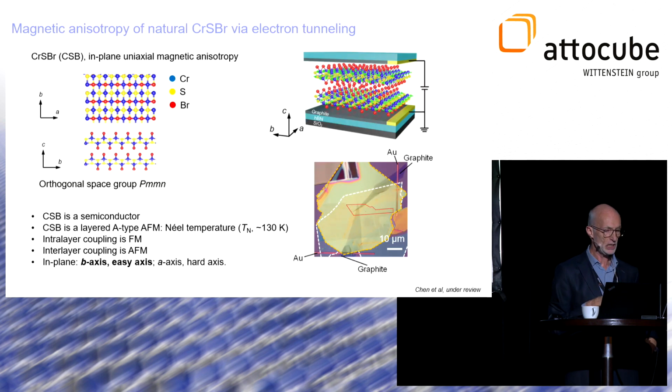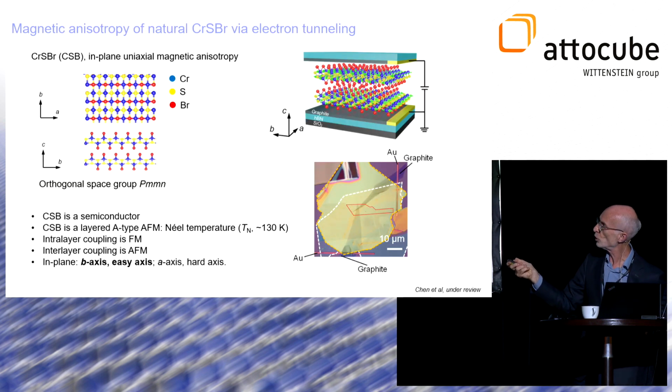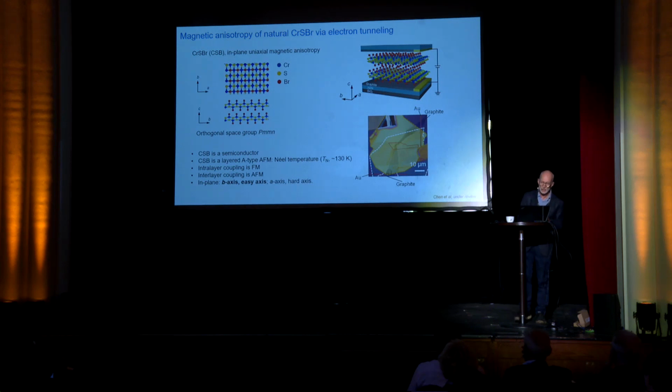And the system we're using here is chromium sulfur bromine. This is a very nice in-plane anti-ferromagnet, but each individual layer is ferromagnetic. And you can see the layers consist of this. This is the structure shown here. The red atoms are bromine, and the interior layers consist of the chromium and sulfur to form a single monolayer, which is ferromagnetically aligned in plane, and the next one is anti-ferromagnetic. That's the idea.